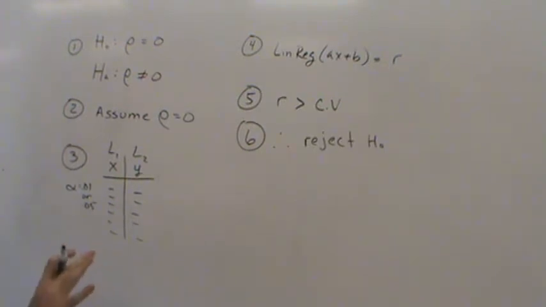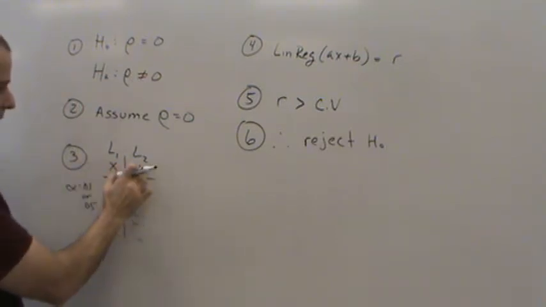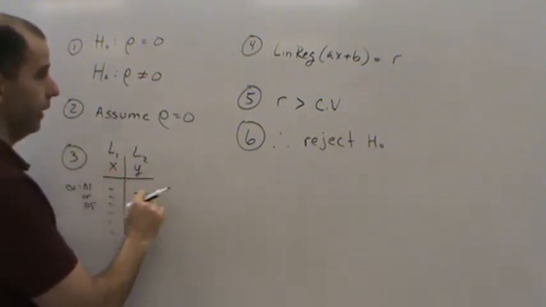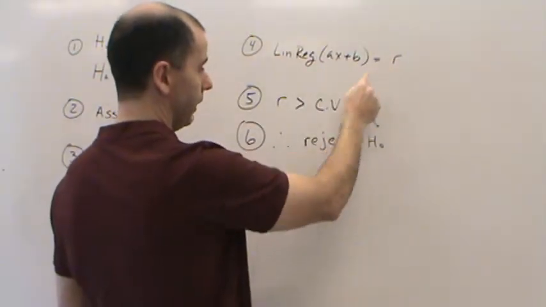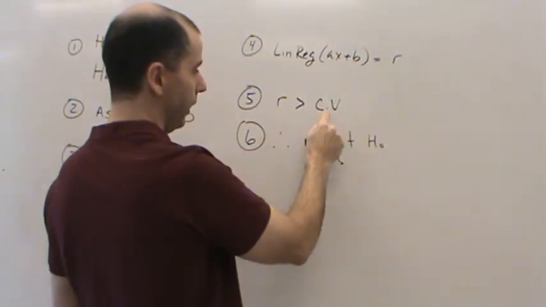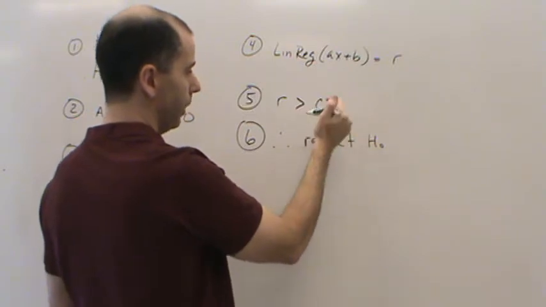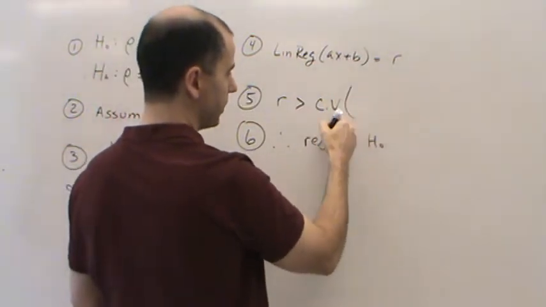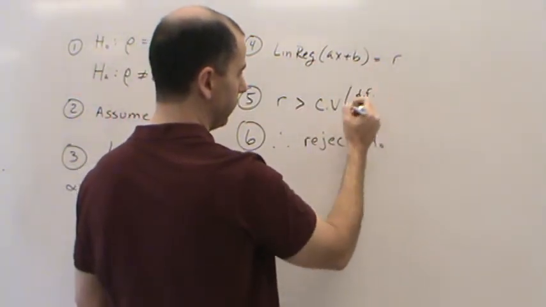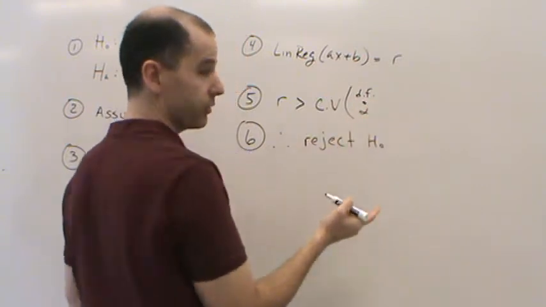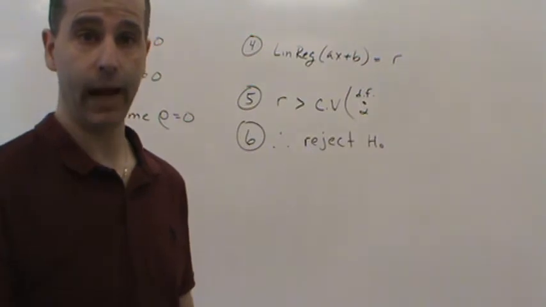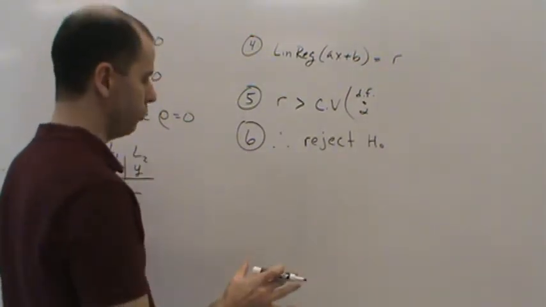So that's one way of doing it. You could put your data into L1 and L2, your x and y. You could use LinReg on your calculator and calculate r, and then check r on the critical value table. But obviously you need to know the degrees of freedom, and you need to know your alpha, which is either going to be 0.01 or 0.05. So that's one way.